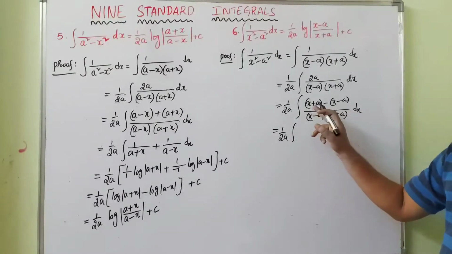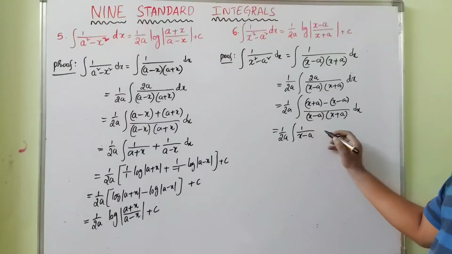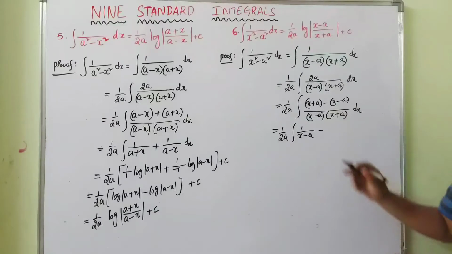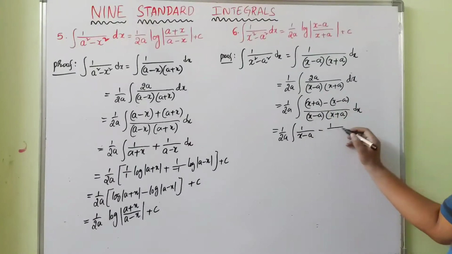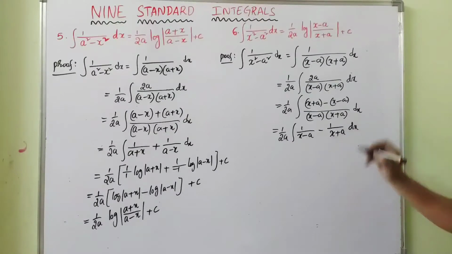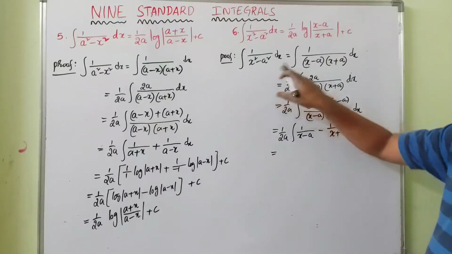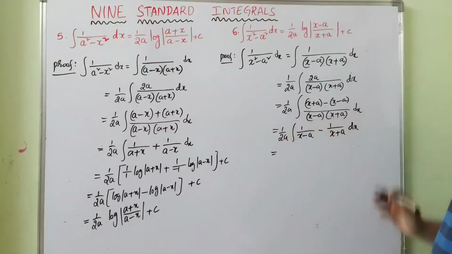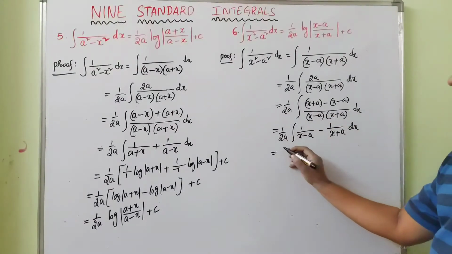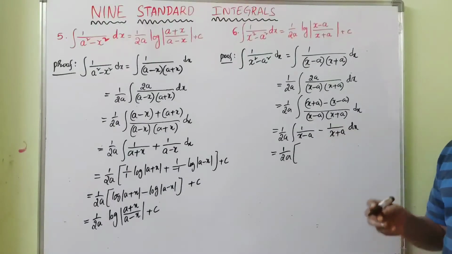If you write denominator to the first term, x plus a gets cancelled, you will get 1 by x minus a. In the middle we have minus. If you write denominator for second term, x minus a gets cancelled, you will get 1 by x plus a dx. Now we got the partial fractions. We resolved into two partial fractions. Now it is in the standard form suitable for integration.